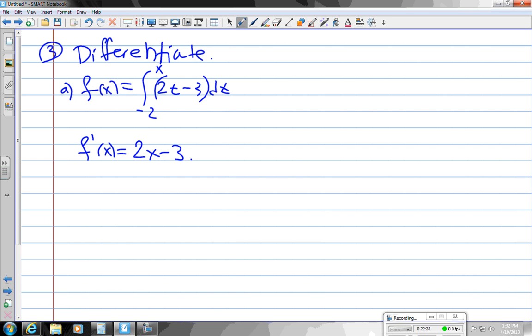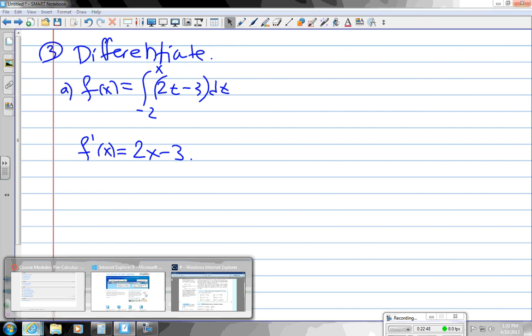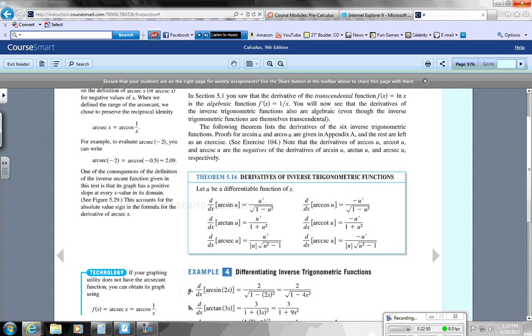It's whatever the integrand is evaluated at x. You have a theorem that says that. Right? That's what Steve covered with you.